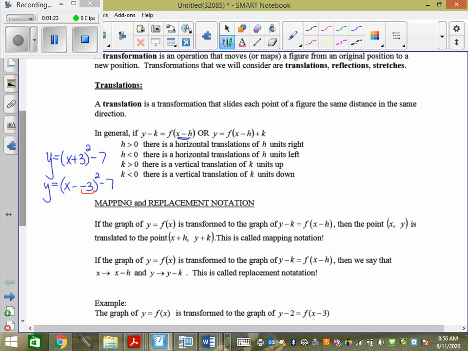Okay? Then, when it's a minus, say (x minus 3) squared minus 7, then that would be x minus a positive 3 squared minus 7.